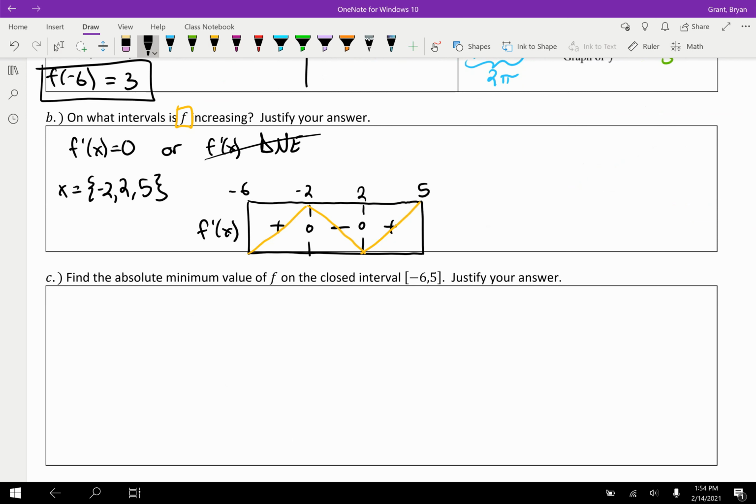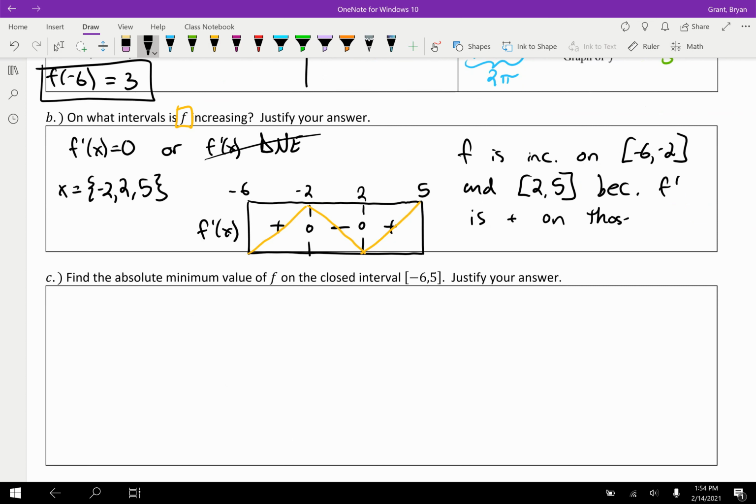Well, we would say something like f is increasing on -6 to -2 and 2 to 5 because, how do we justify? We state what's in the sign chart. Because f prime is positive, right? Literally just writing what's in the sign chart on those intervals.